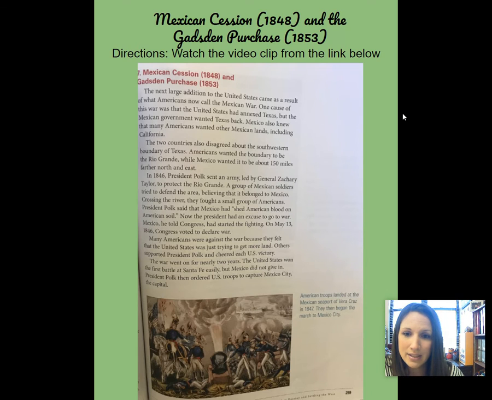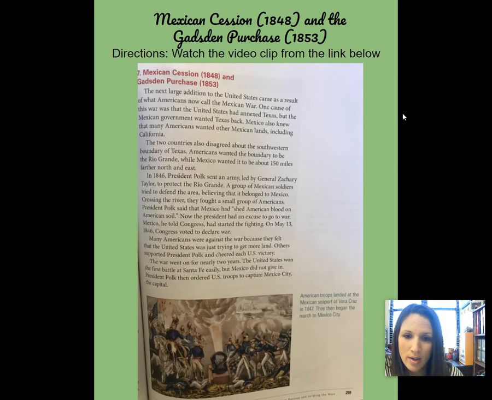In 1846, President Polk sent an army led by General Zachary Taylor to protect the Rio Grande. A group of Mexican soldiers tried to defend the area, believing that it belonged to Mexico. Crossing the river, they fought a small group of Americans. President Polk said that Mexico had shed American blood on American soil. Now the president had an excuse to go to war. Mexico, he told Congress, had started the fighting, and on May 13, 1846, Congress voted to declare war. Many Americans were against the war because they felt that the United States was just trying to get more land. Others supported President Polk and cheered each U.S.